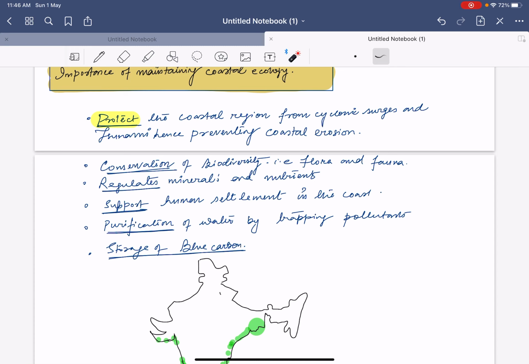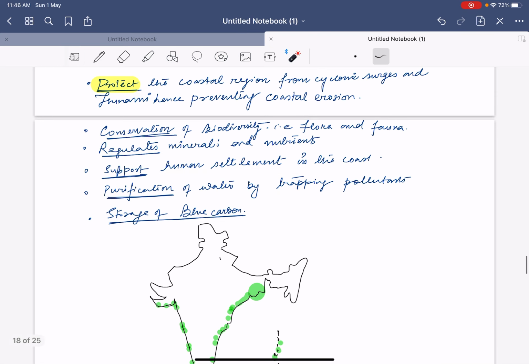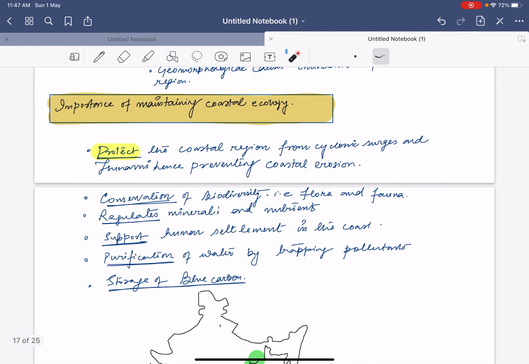Again, it supports the human settlement in the coast, purification of the water by trapping the pollutants, and storage of the blue carbon. Now, these are all the importance of maintaining the coastal ecology. That is how important the mangroves are for maintaining the coastal ecology.